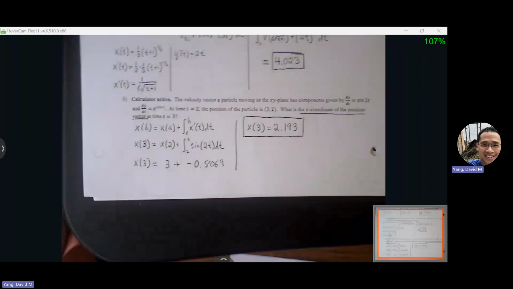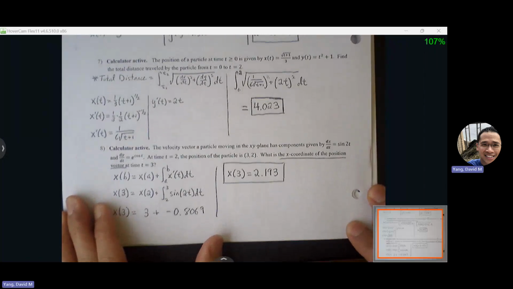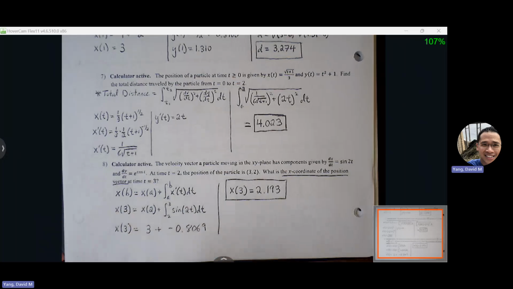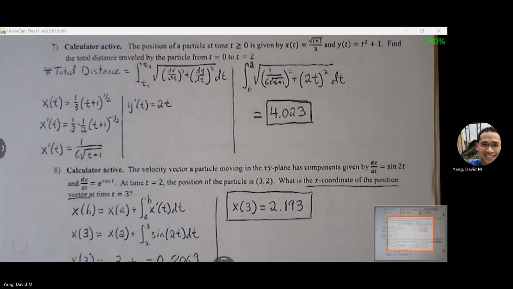Same formula for number 8. We're just doing a horizontal component. Sorry, number 7 is total distance, which is the same thing as arc length. Number 8 is similar to number 6. Number 8 is just asking for the horizontal x coordinate of the position.